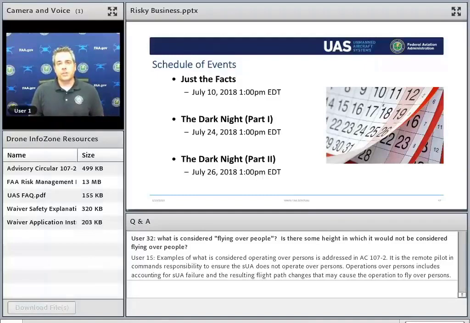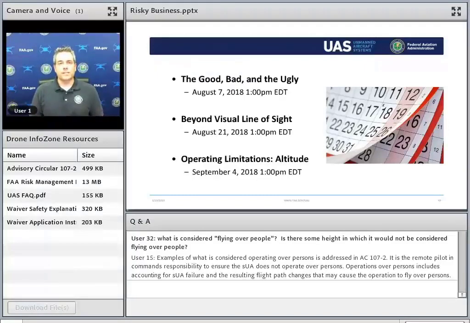So taking a look at the scheduled events coming up, on July 10th, we talk about Just the Facts, which is a very specific presentation on what data we want to see and what data is important to include in your waiver application. And then we get into a 2-part series on the dark night, which is really what we're trying to say is how you get your daylight waiver application in terms of what you should be doing with your application. We really want to focus on that because that is our most popular waiver request.